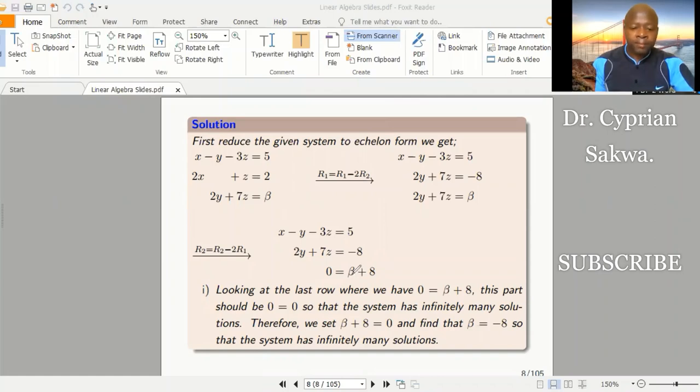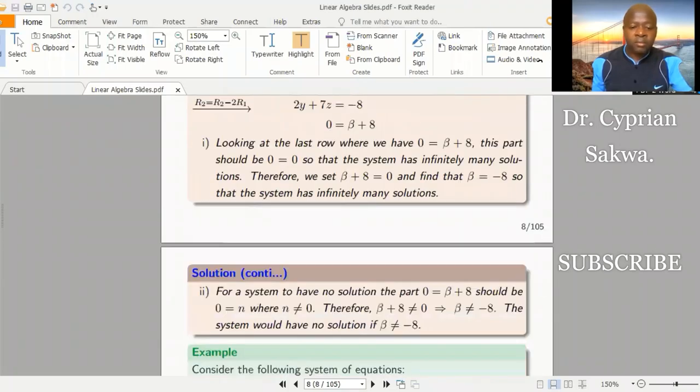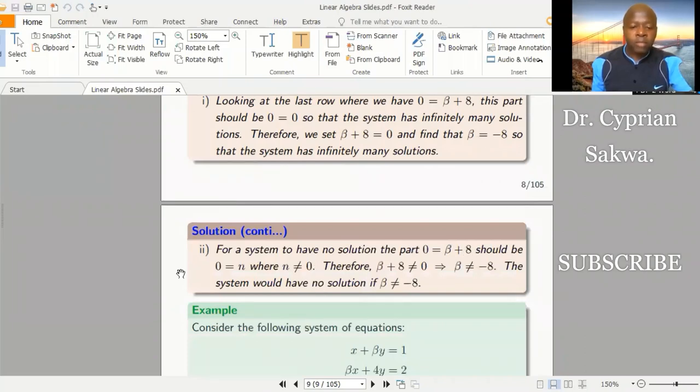So what would be the value of beta for this to be non-zero? You see, when can this be zero? This value can be zero when beta is negative 8. But when beta is something different from negative 8, the value here would be non-zero. So that's my solution. For a system to have no solution, this part should be zero equals n, where n is non-zero. Therefore, we set beta plus 8 not equal to zero, and this implies that beta should not be equal to negative 8.